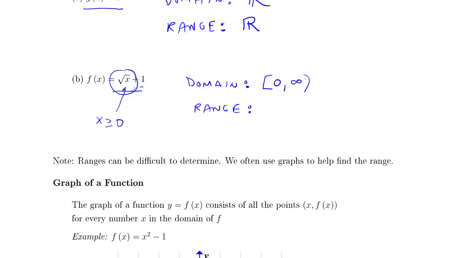But then I'm going to add 1 to everything. So instead of my lowest value being 0, my lowest value is going to be 1 now. And in fact, my range becomes 1 to infinity. Now that wasn't so obvious there. And we're seeing that this is not a great way to go about it.